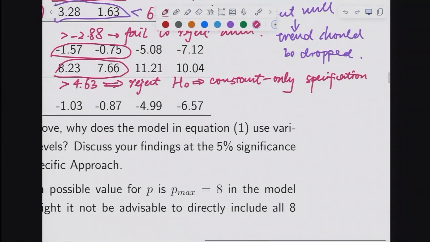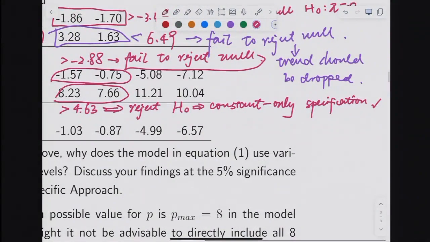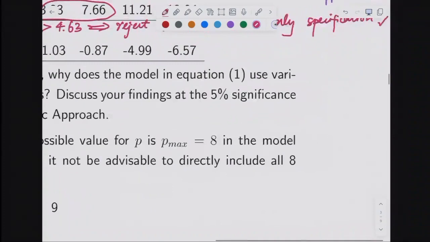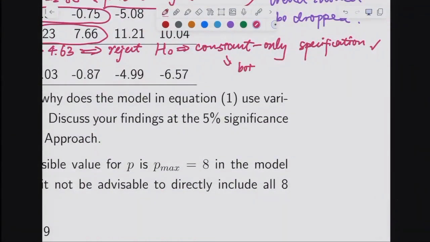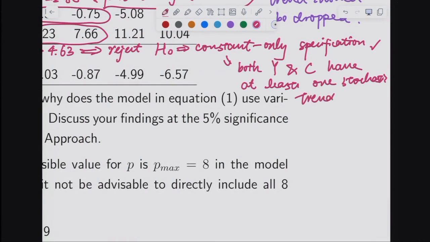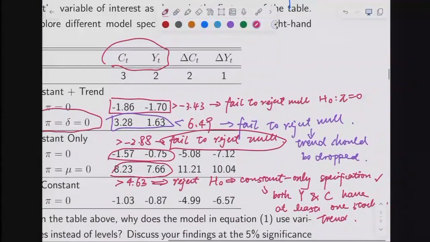Okay, and given that we have failed to reject the null in the t-test, that implies both the Y and the C, so the income and the consumption, have at least one stochastic trend. So each has at least one stochastic trend, but we don't know whether they have exactly one or more than one. To pin down the exact number of stochastic trends, we then need to move on to test for their first differences.